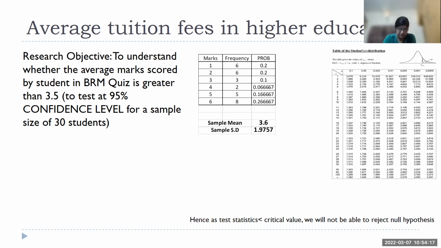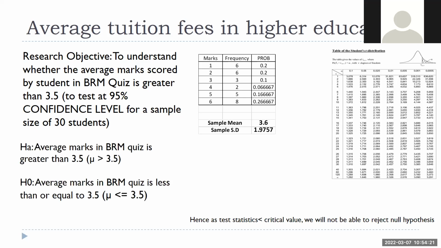To check whether we score better than 3.5 is my research objective. The average marks in the BRM quiz is greater than 3.5. Mu, that is the population mean, right? Population means 350 students. If I actually take a quiz, the average marks will be greater than 3.5. Then the null hypothesis will be less than or equal to 3.5, right?